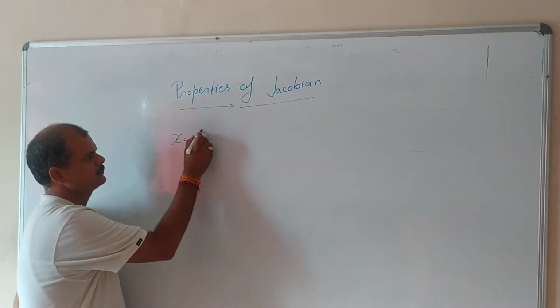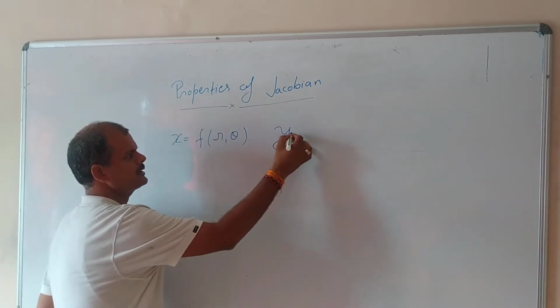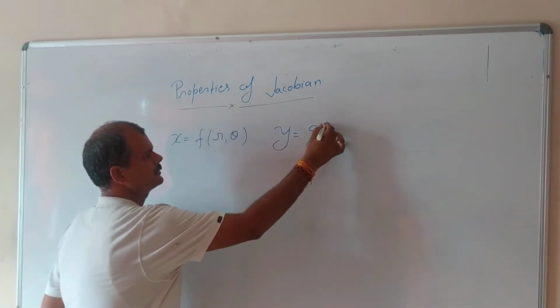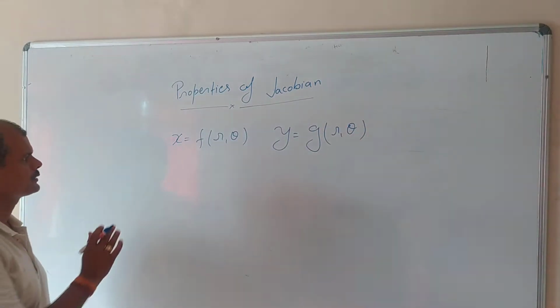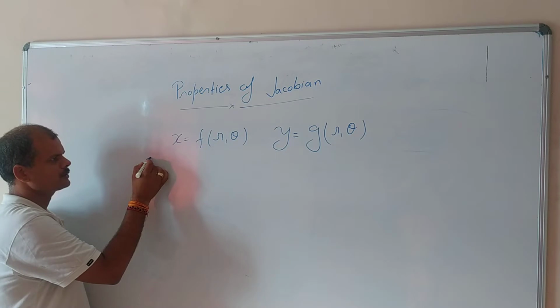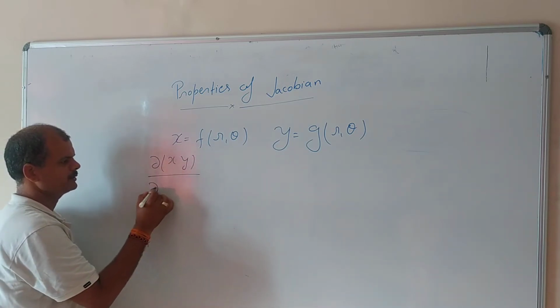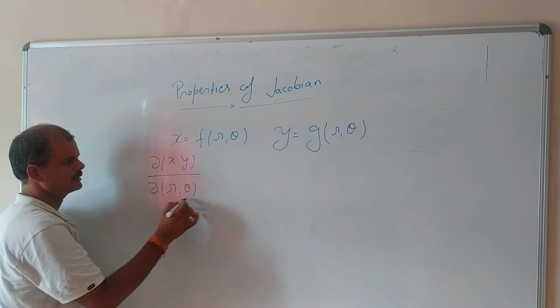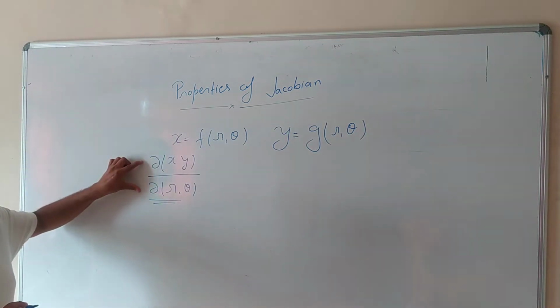So first we have, suppose x is some function of r and theta and y is some other function of r and theta, right? So now we can find the Jacobian of x, y with respect to r and theta. This we can find using the definition of Jacobian. This is the determinant of a 2x2 matrix, right?